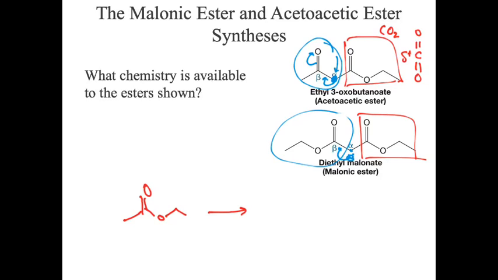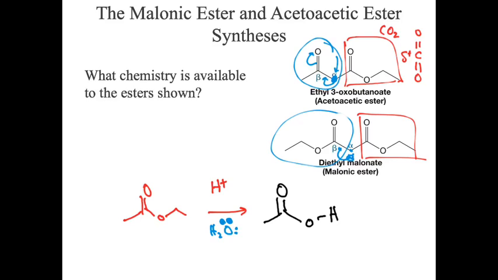Here's an ester, I add H3O plus. What happens to it? I'll switch it up. I add H plus and H2O. It does hydrolysis and it turns it into a carboxylic acid.